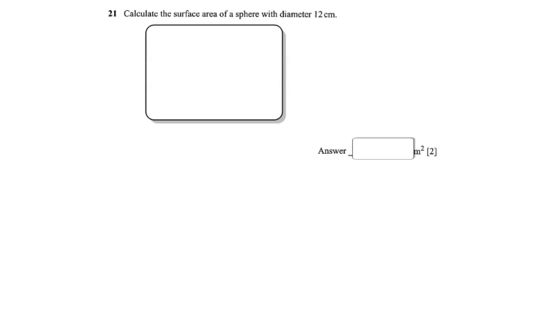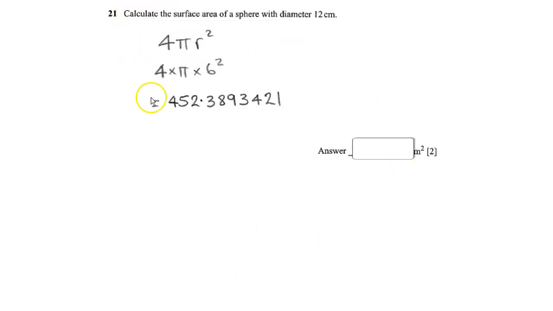Question 21 says, calculate the surface area of a sphere with a diameter of 12 centimetres. So you need to know the formula for this, which is 4 pi r squared, or 4 times pi times radius squared. With this one, just remember it's radius, because some people have the problem of just throwing 12 into here. Remember, diameter is 12, so we have to halve the diameter to get the radius. So it's 4 times pi times 6 squared.